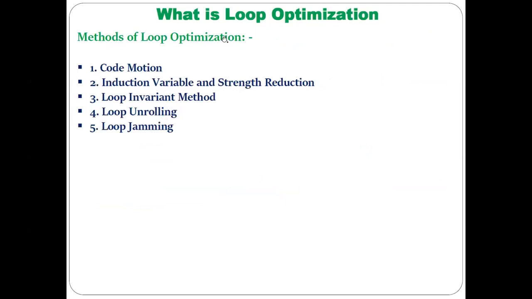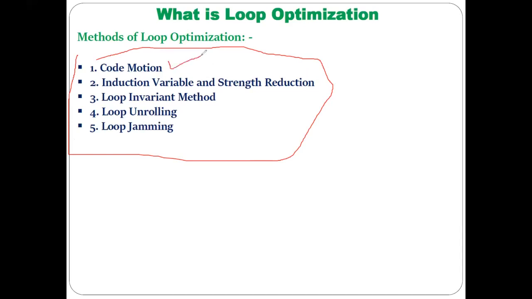Now next we have to discuss the different techniques through which loop optimization can be achieved. These are five different important techniques using which loop optimization can be achieved, and the efficiency of the compiler can be improved. The efficiency of the program in terms of time and space can also be improved. So what are the techniques?